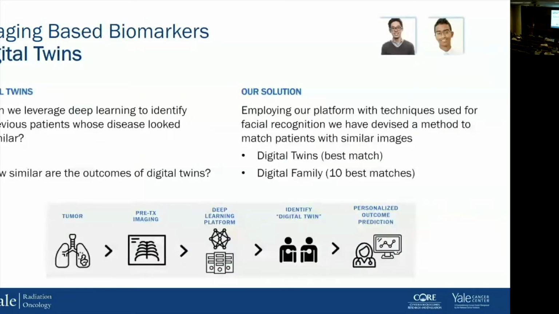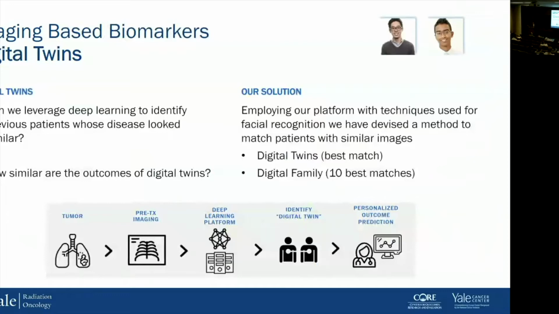Okay, so in the last 5 minutes, I'm going to talk about this ongoing project, which is pretty interesting. Partially because two of the strongest undergrads I've ever met in my entire life are working on this: Gabriel Sarushi and Amar Gupta, who are working on this idea of digital twins. Basically the idea is, can we leverage deep learning to identify patients who previously looked similar to us? And how do their outcomes differ from ours?